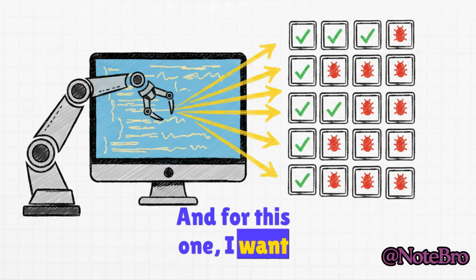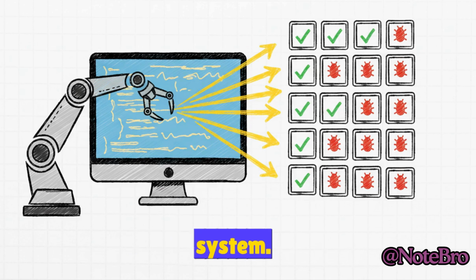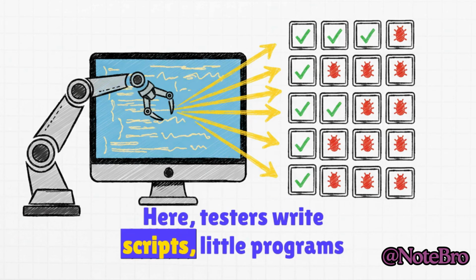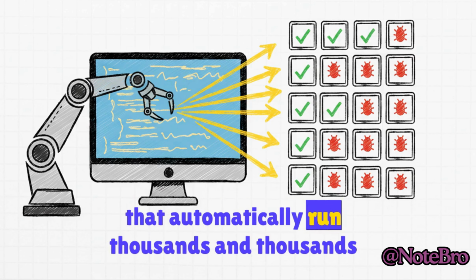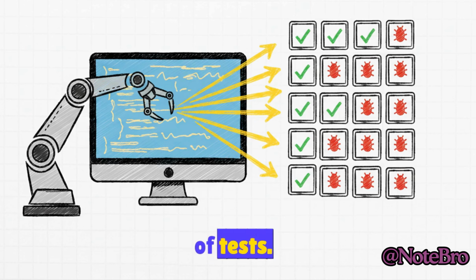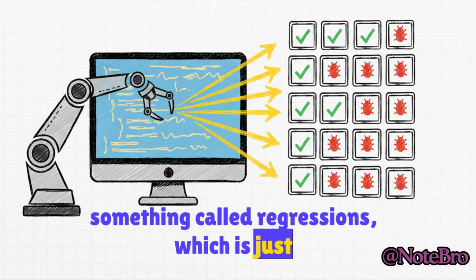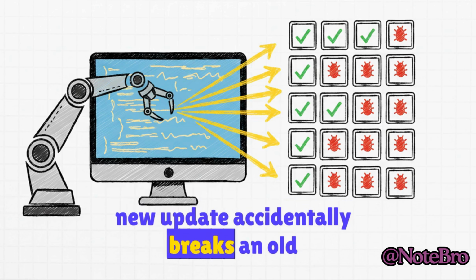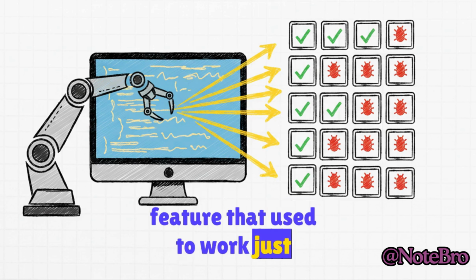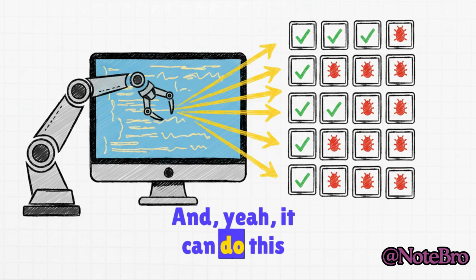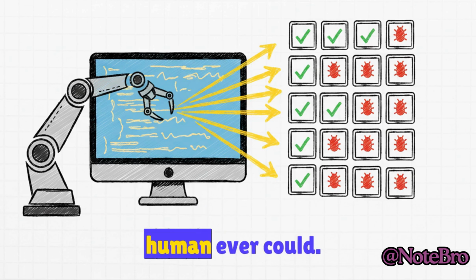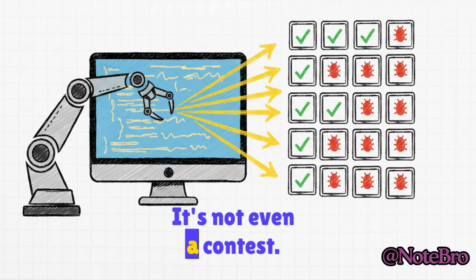And for this one, I want you to picture a high-tech surveillance system. Here, testers write scripts, little programs, that automatically run thousands and thousands of tests. They check for performance problems and something called regressions, which is just a fancy word for when a new update accidentally breaks an old feature that used to work just fine. And yeah, it can do this stuff way, way faster than any human ever could. It's not even a contest.